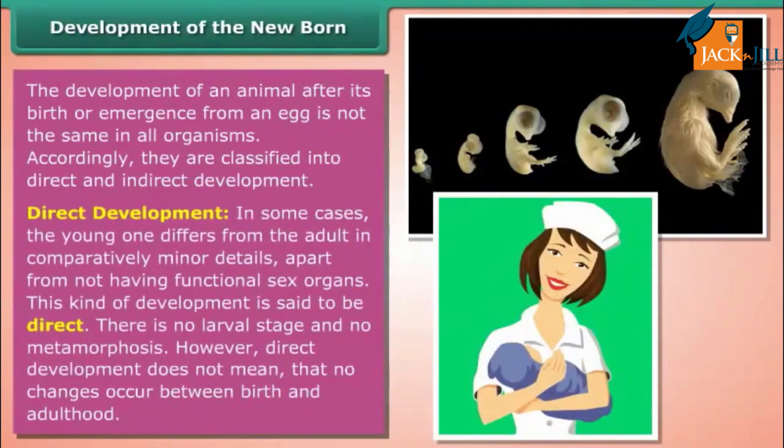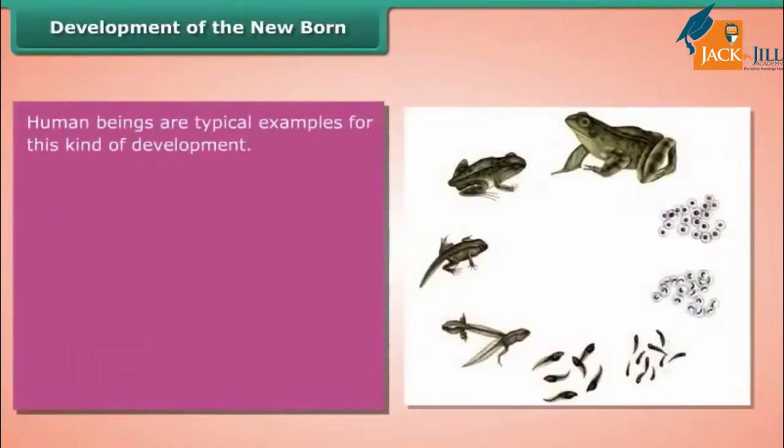Direct development. In some cases, the young one differs from the adult in comparatively minor details, apart from not having functional sex organs. This kind of development is said to be direct. There is no larval stage and no metamorphosis. However, direct development does not mean that no changes occur between birth and adulthood. Human beings are typical examples for this kind of development.